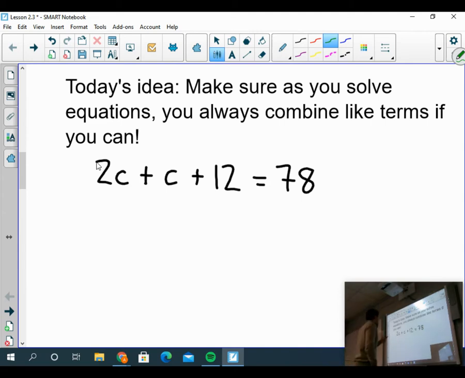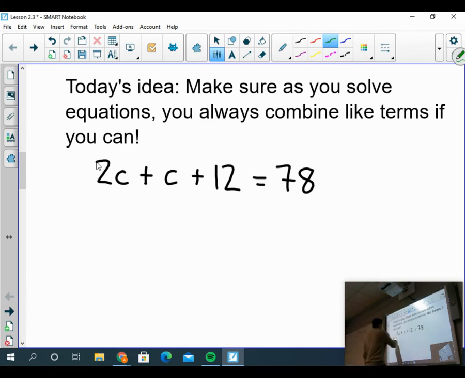What I observe here is I have two c's, and then I have another c being added to those two c's, and then we're adding a 12. It's like saying I have two apples, another apple, and 12 oranges. And you might go, well, that's dumb. Why would you say it like that? Why wouldn't you just say 3 apples and 12 oranges? I agree. And that's the logic we're going to use here.